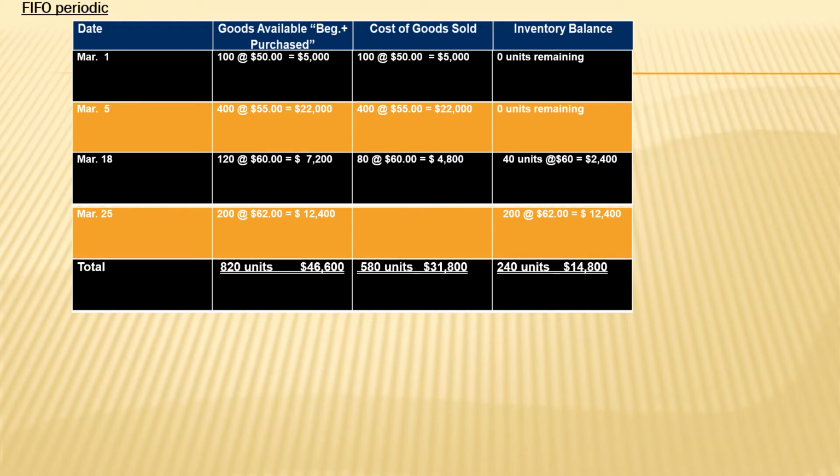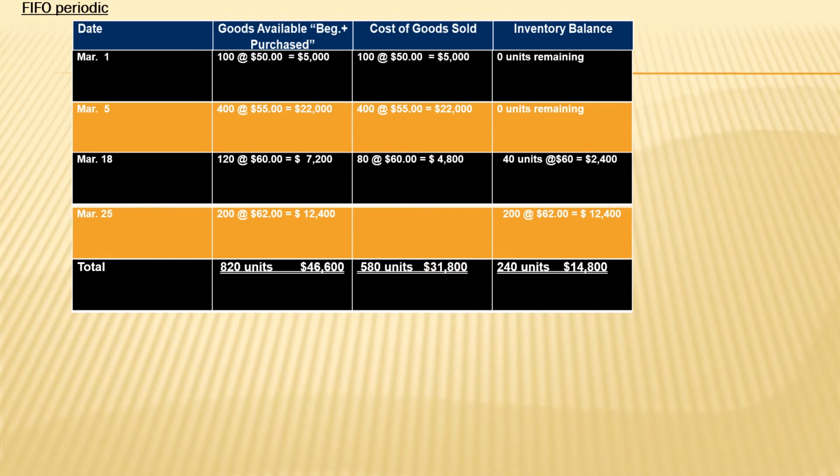Okay, so as we have seen, if I'm under the periodic inventory system and I'm using FIFO, I just see how many units were sold in total, and I move from up to down.